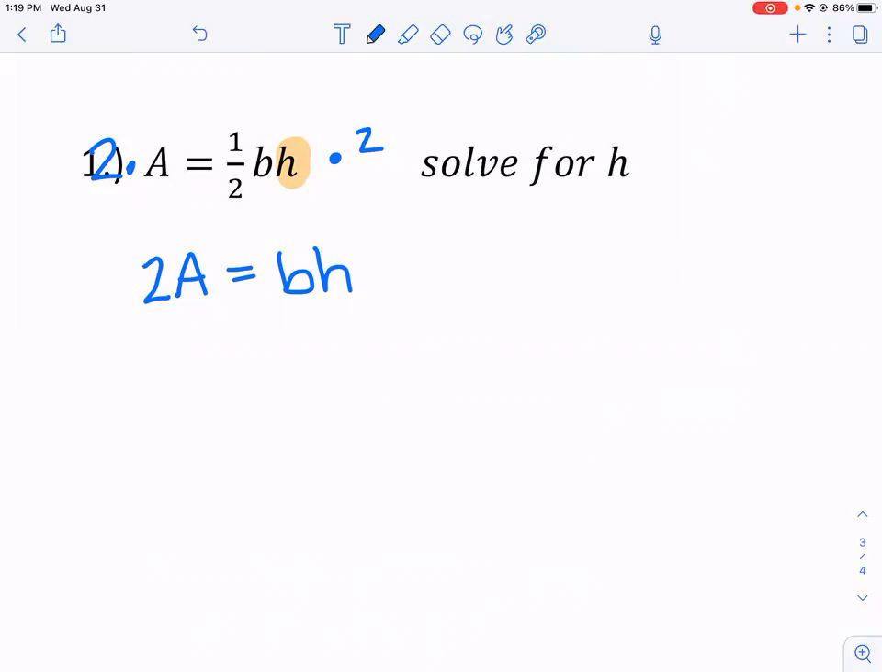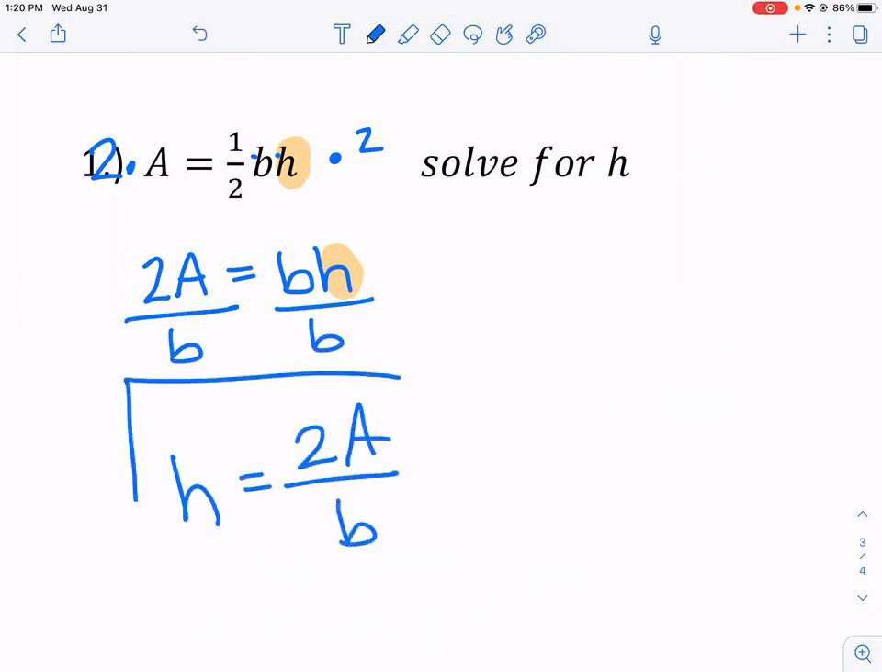Avery. Wait, so 1/2 is being multiplied to the B multiplied to the H. So to get rid of it, instead of dividing by 1/2, we just multiplied by 2 so that 2 and 1/2 would multiply to cancel out. Okay. All right. Now, if I want to solve for H, how do I get rid of B? We're going to divide by B. So H equals 2A over B. Yay.